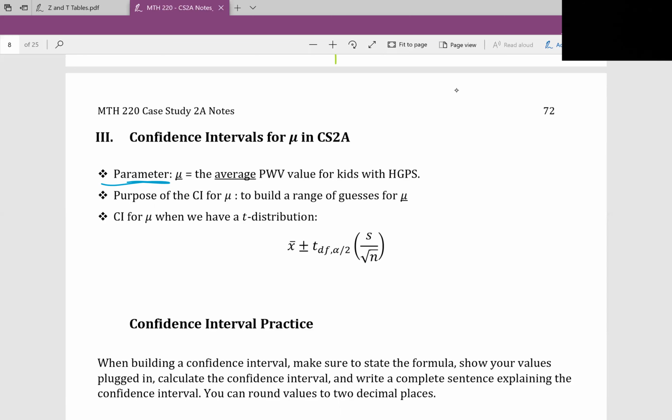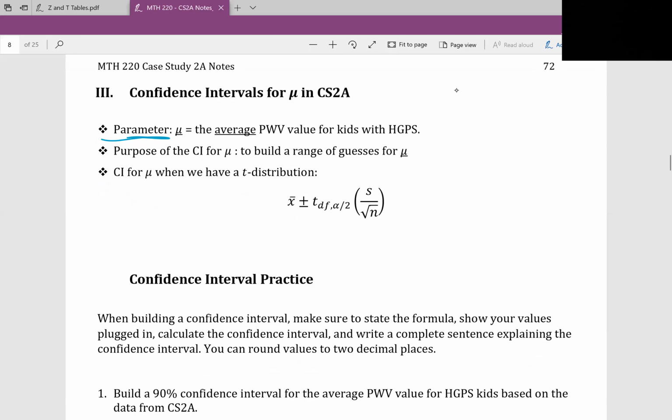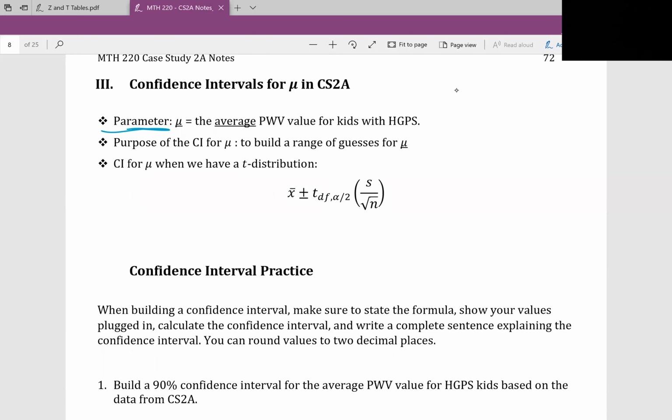You can round final values to 2 decimal places. Any number you get off the chart, be sure you use that entire value. So, build a 90% confidence interval for the average PWV values for HGPS kids based on the data from case study 2A. In case study 2A, it gave you a list of data.